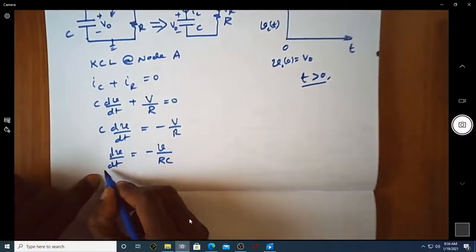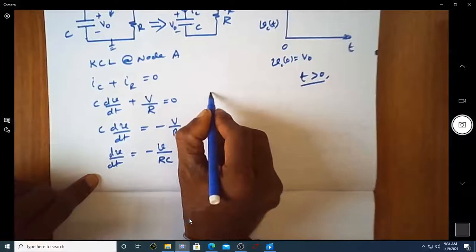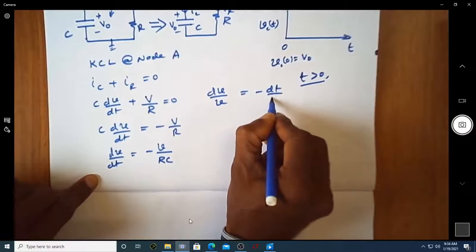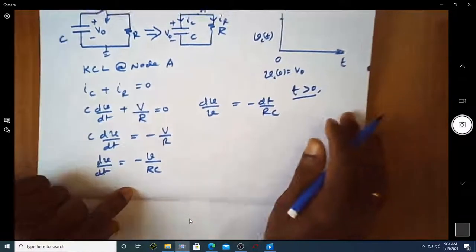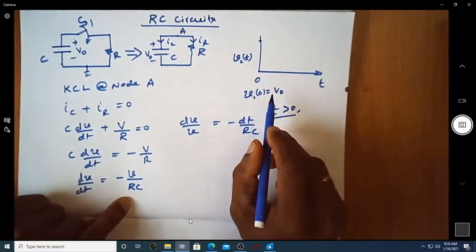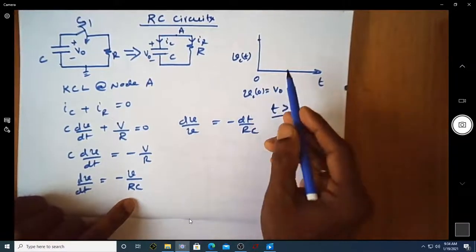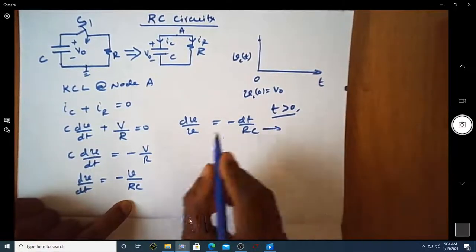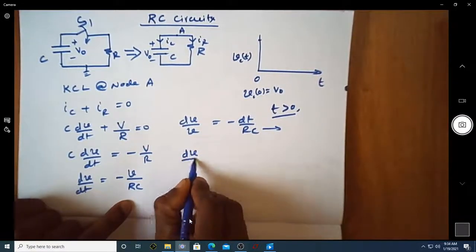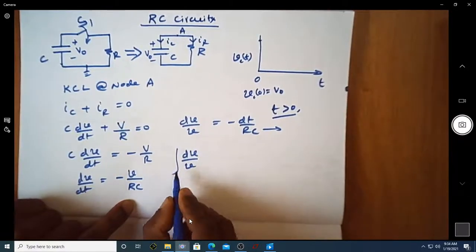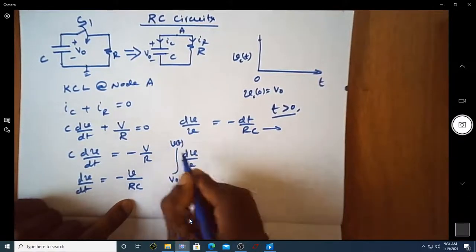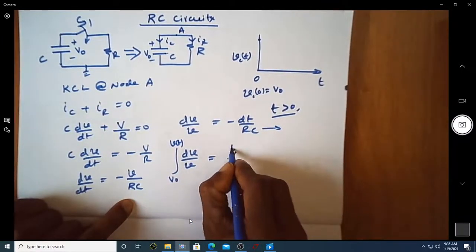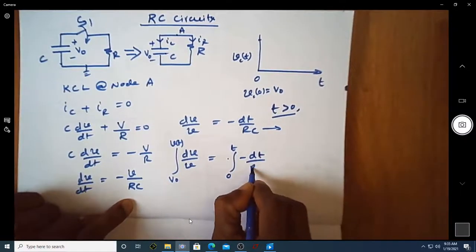Let us do the cross multiplication. So let me write it as dV by V is equal to minus dt by RC. Now since we want to know how the capacitor voltage varies as time elapses, let us integrate this over a period. So dV by V, with an integration from V0 to V of t, and the integration of this from 0 to t, which is minus dt by RC.